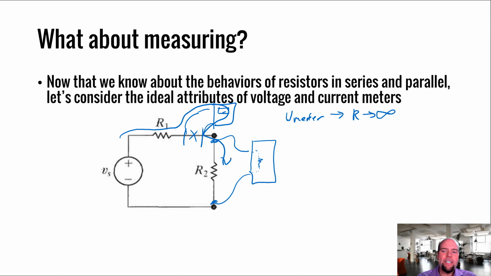So if we're adding a resistor value to the resistance of our circuit, we want that resistance that we're adding to be as small as possible. So for a current meter, we want R to approach 0. An ideal current meter would have a resistance close to 0.